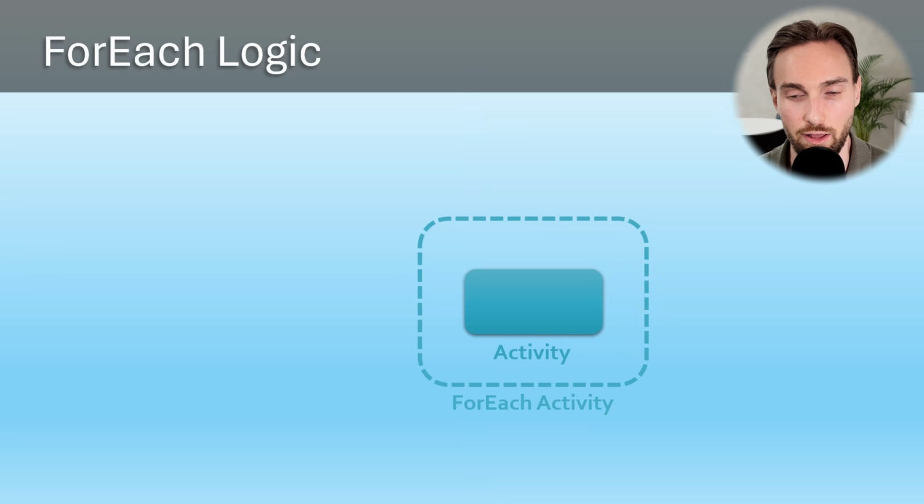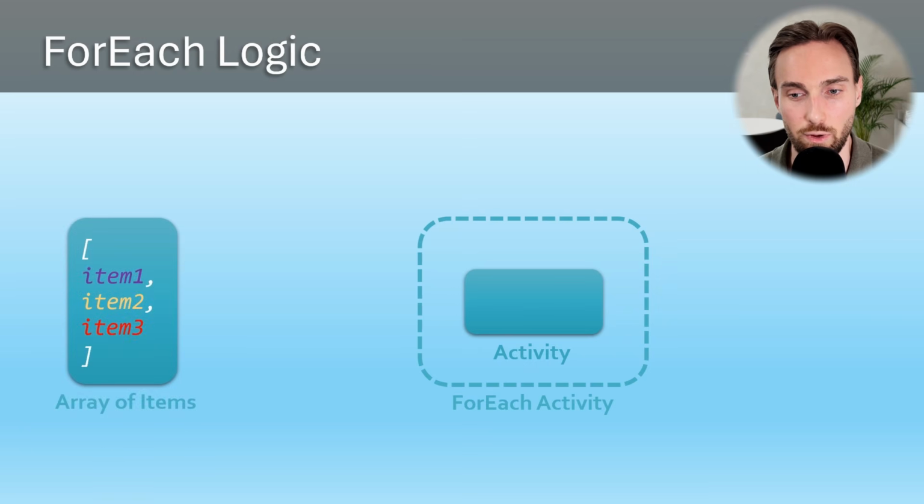Here we have our for each activity. Inside that activity, we have another activity that we would like to execute as part of our for each logic. Then we have our array of items. In this case, we have 3 items that we are going to pass down to our for each activity. The values in this array could be any data type that is supported in data pipelines. So basically we could have an array of strings or maybe an array of integers, or in some cases we could even have an array of objects that we could pass down to the for each activity. In this case, I'm just representing the items as item 1, item 2, and item 3 to simplify this example.